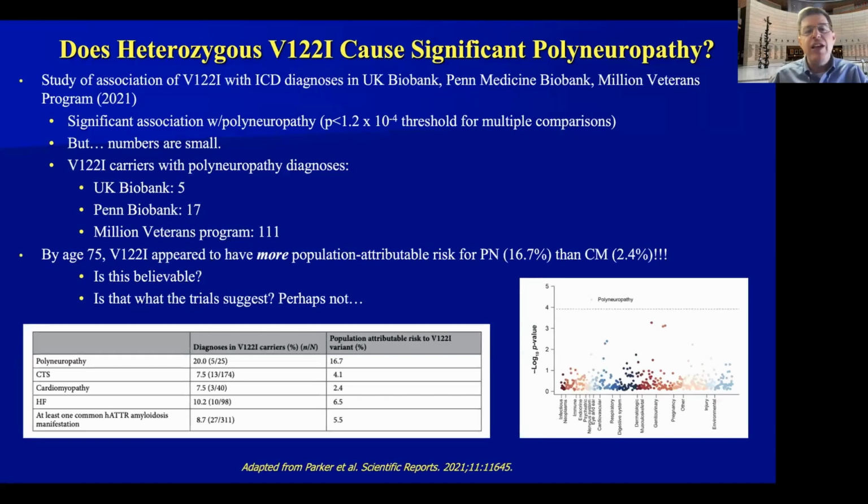So here was a study of V122I looking at ICD diagnoses from a number of databases, and it seemed like there was a very big association with polyneuropathy, but the absolute numbers were small. Look at the numbers of V122I carriers, 5, for example, in the entire UK Biobank for this study. And when you looked at the data, by age 75, V122I appeared to have a more population attributable risk for polyneuropathy than cardiomyopathy. That is simply unbelievable. And I mean unbelievable. That clearly is not the case. So it suggests that there's some problem with the data and probably how it's, again, being coded.